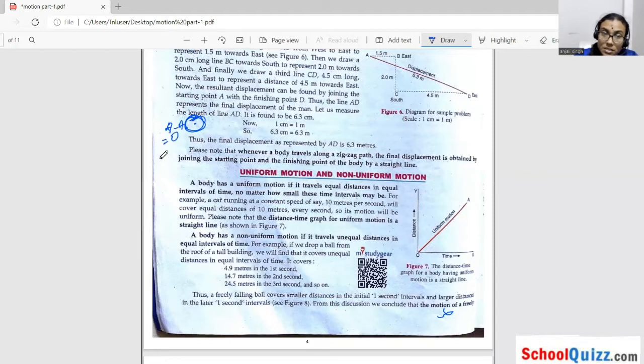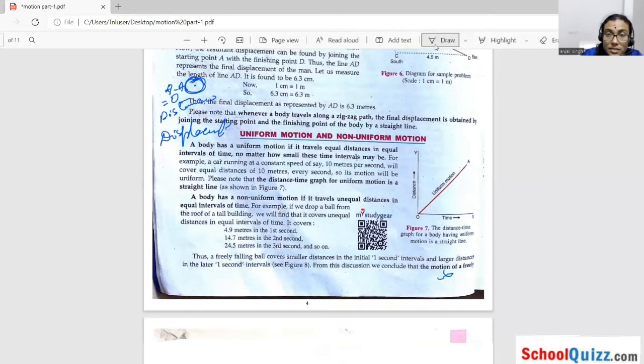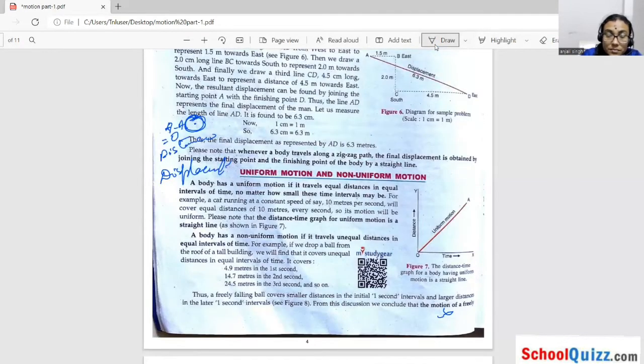So distance cannot be 0, but displacement can be 0. Clear? I think distance and displacement are clear to you. Now, uniform and non-uniform motion.